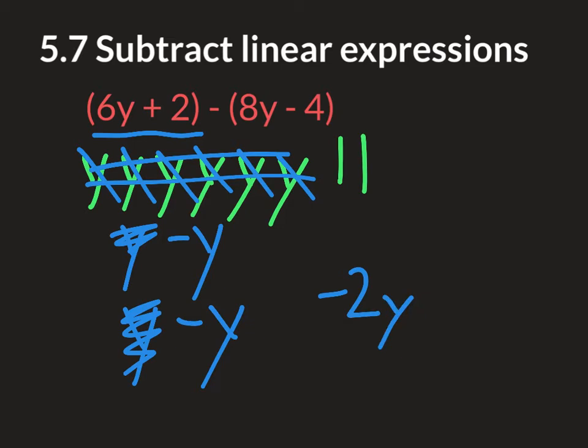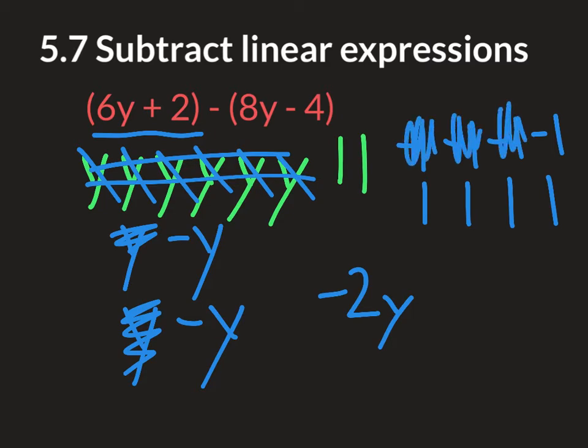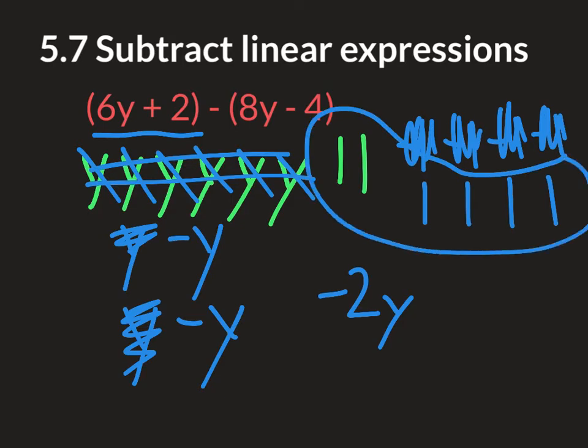And I need to subtract negative 4, right? But I don't have any negatives. So again, I could put in a zero pair of a negative 1 and a positive 1, a negative 1 and a positive 1, a negative 1 and a positive 1, a negative 1 and a positive 1. And now I can subtract 1, 2, 3, 4 negatives. And what you end up with then is 6. So our answer would be negative 2y plus 6.